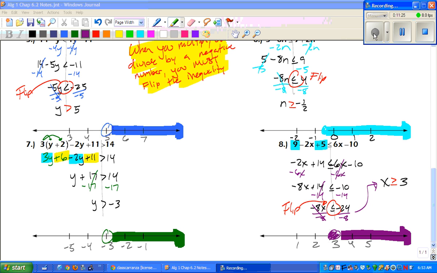All right, and there's our answer. So you end up getting negative 8x less than or equal to negative 24. You divide by negative 8. Once you divide by a negative, you have to flip the sign. Okay, so you get x is greater than or equal to 3. That is closed, and we need to shade to the right.